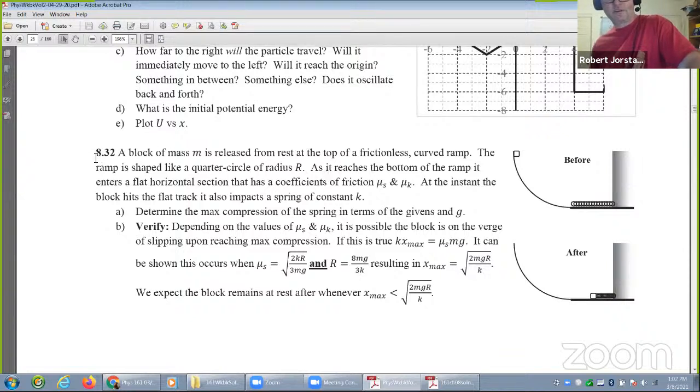Let's look at 8.32. Here I don't have any graphs and I don't have any equations. So I know I'm not doing U equals minus the integral, and I'm not doing force equals minus the derivative of U. So this is an energy problem. What would you do in this problem if you were setting it up?